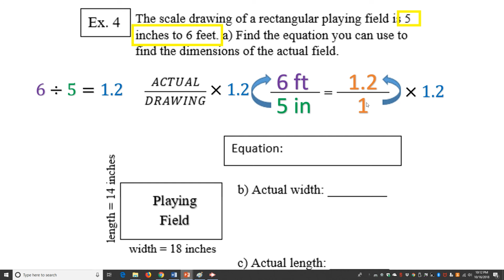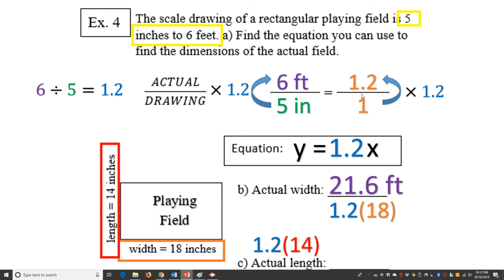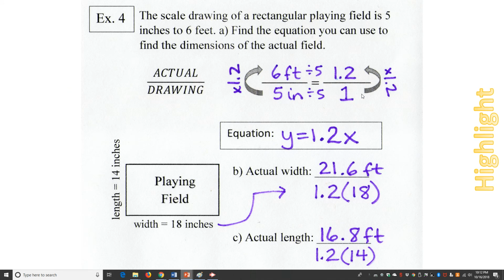So the equation would be y equals our scale, which is 1.2, times x. To actually use this to solve for the actual width, the width is 18. So 1.2 times 18 is 21.6 feet. And then the actual length would be 1.2 times 14, which is 16.8 feet. So please make sure to highlight so you know where these values came from. You could draw an arrow from the length over to this work to make things clear.